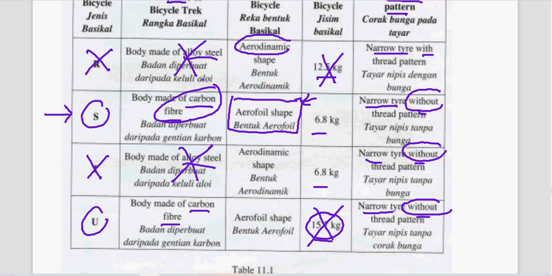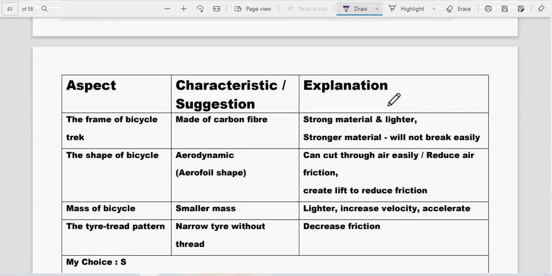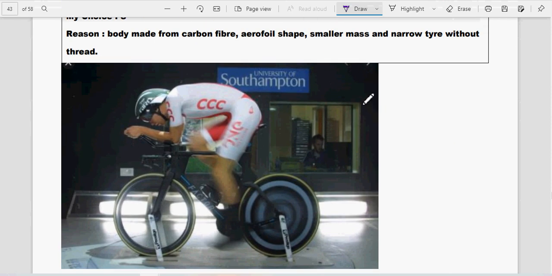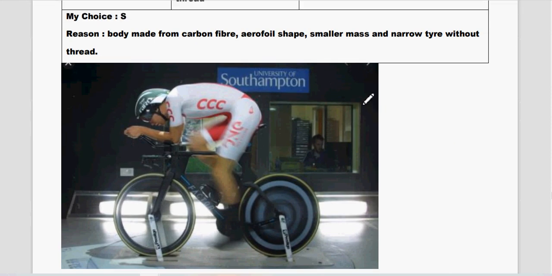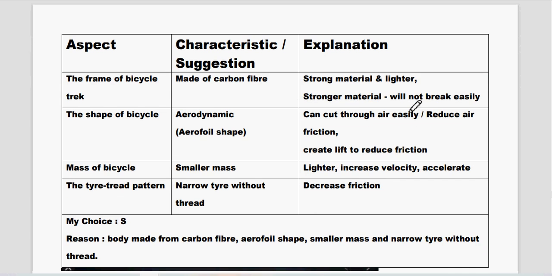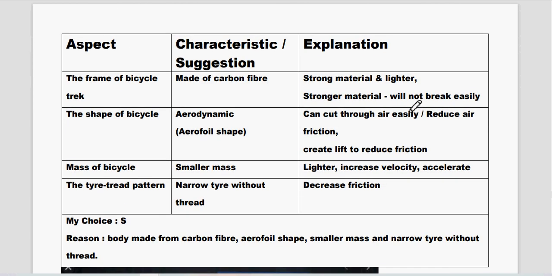Okay, we play safe. Actually aerodynamic, I think should be considered as the answer also. Aerodynamic is actually more accurate. If you look at how bicycle athletes ride, this actually creates a shape that is easy to cut through air. But then it's okay, we just follow. Okay, so this is how we write our answer.